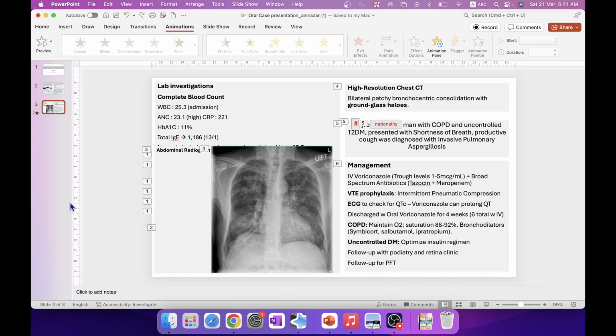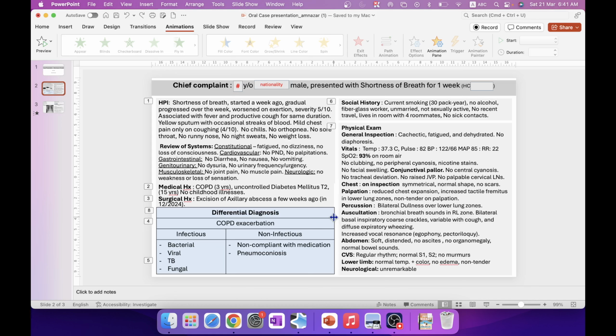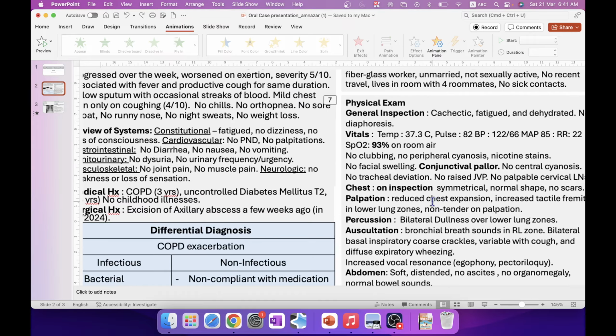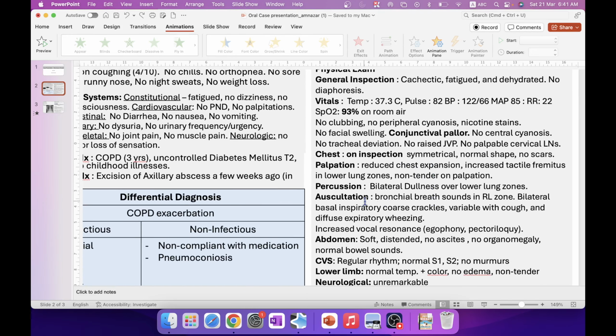Questions. They asked me about the physical exam. They asked, what are bronchial breath sounds? What do you normally have? Normally in the lungs you have vesicular breath sounds, but because there's a consolidation, a dense area, it's louder. That's why you have bronchial breath sounds.